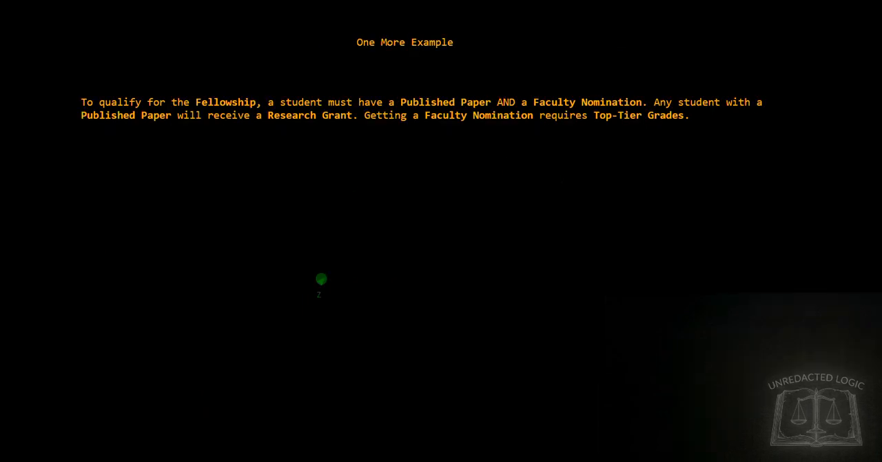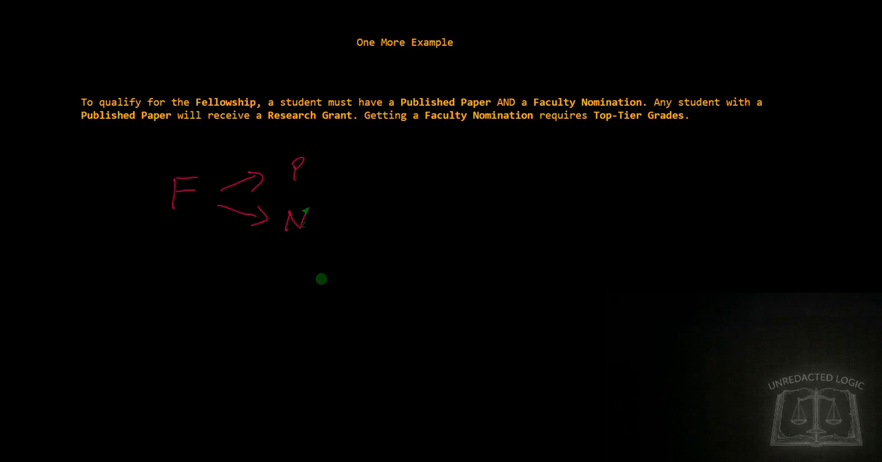Okay, let's look at one more example. To qualify for the fellowship, a student must have published a paper and have a faculty nomination. Okay, so since there's an and in the necessary, we'll diagram this with 2 arrows. So F is qualifying for the fellowship. P, the student published a paper. And we'll use N, the student has a faculty nomination.